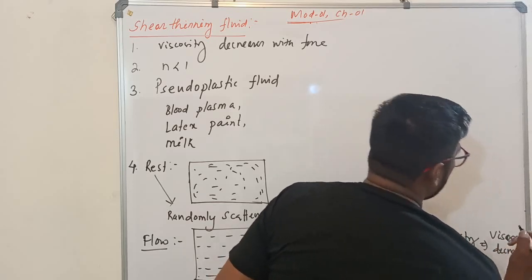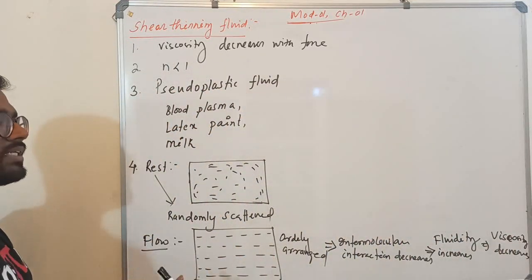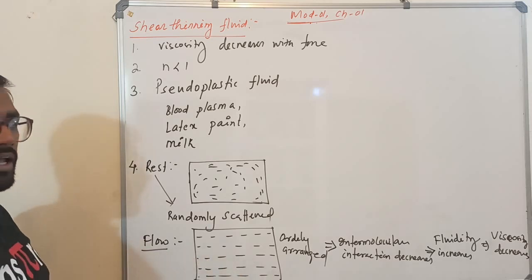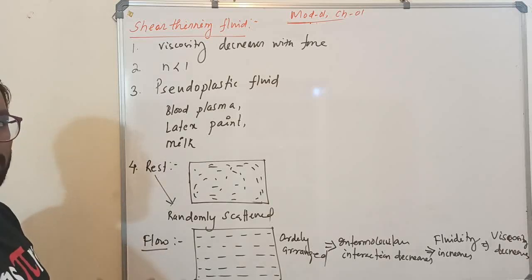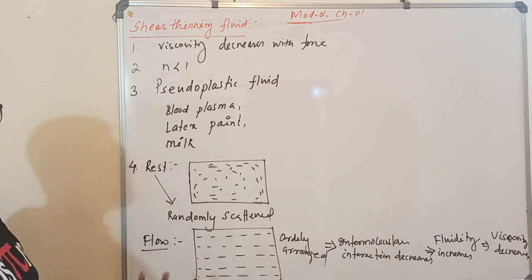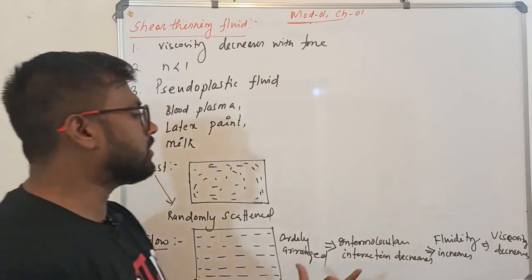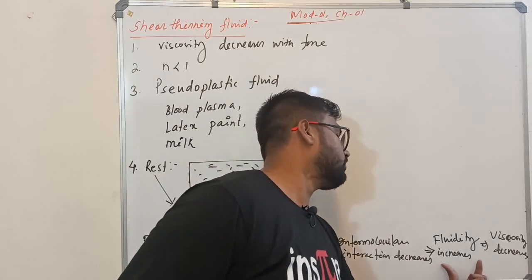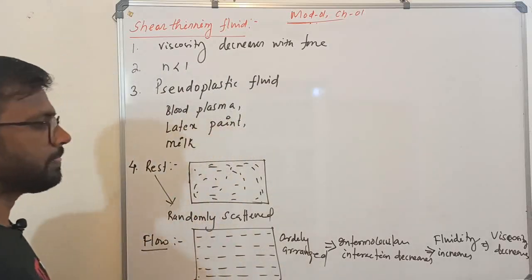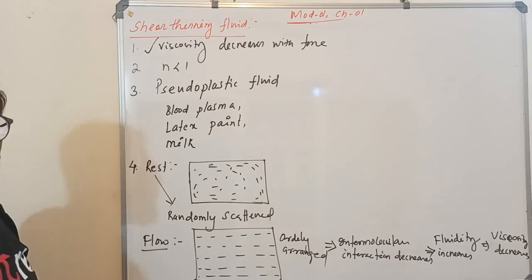Decreases. If a particular fluid has more viscosity, it is difficult to flow. That is, fluidity is less. If a particular fluid has less viscosity, that means its fluidity is more. More the fluidity, less the viscosity. Less the fluidity, more is the viscosity. Why? Because the intermolecular interactions are less. So fluidity more, hence viscosity less. Got it? You understood why with force their viscosity decreases.